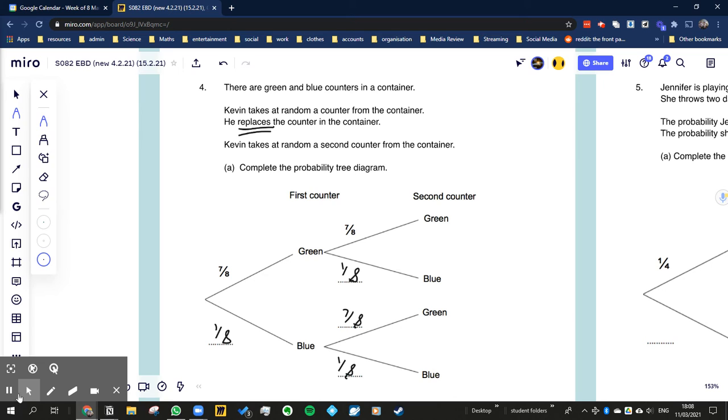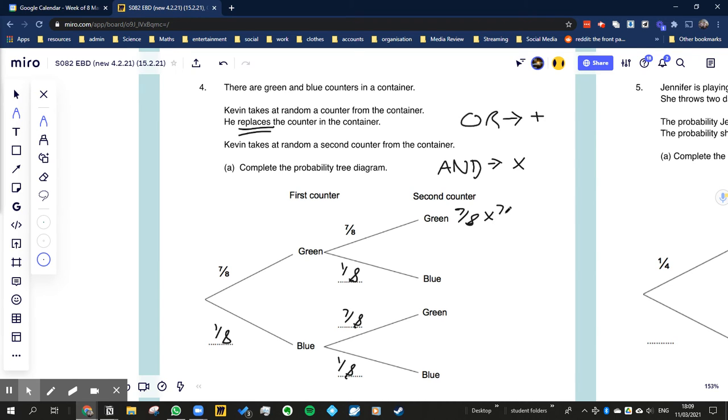So what would be the probability of him picking 2 greens in a row? When we're combining probabilities, saying this and this happening, when we're thinking about words like and, we're going to use multiplication. And when we're thinking about or, we're going to use addition. So I'll demonstrate what I mean. What's the probability of him picking a green and then picking another green? It's going to be 7 out of 8 times 7 out of 8, the two probabilities, right?